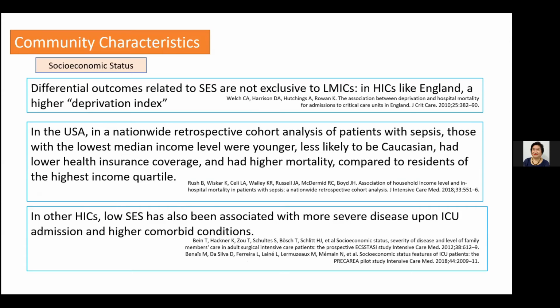On the other hand, Rush et al. showed those with the lowest median income level were younger, less likely to be Caucasian, had lower health insurance coverage, and had higher mortality compared to residents of the highest income quartile. The study of Bien and Benares reported that in other high-income countries, a low socioeconomic status has also been associated with more severe diseases upon ICU admission and higher comorbid conditions.